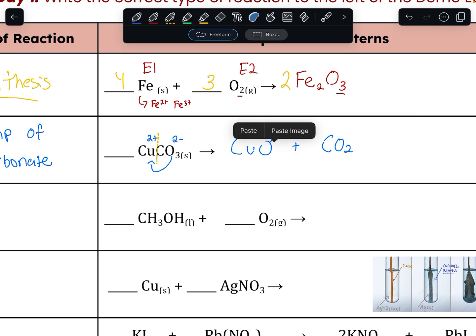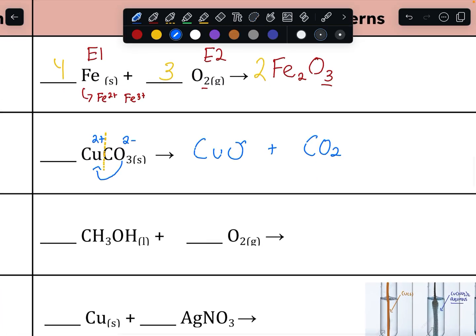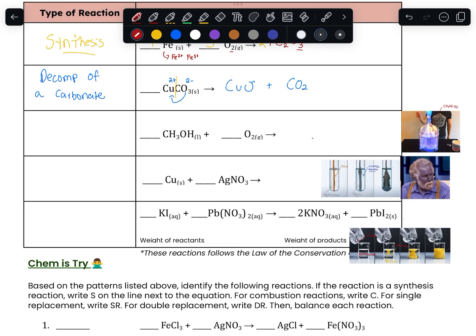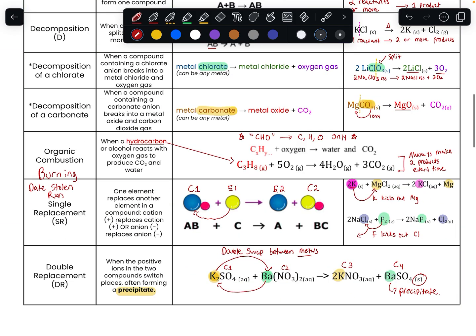All right, so moving on to the next one. Since that one's already balanced, we already have the proper number of coppers, oxygens, and carbons, so we're good to go. All right, what we're going to do is take a look at this third one now. I'd like you to go up to the chart and try to figure out what pattern this third one matches.